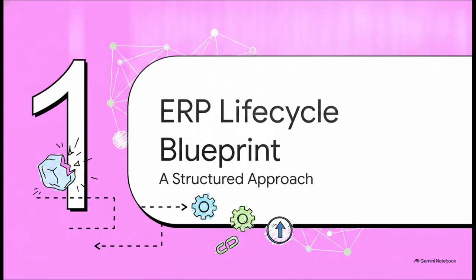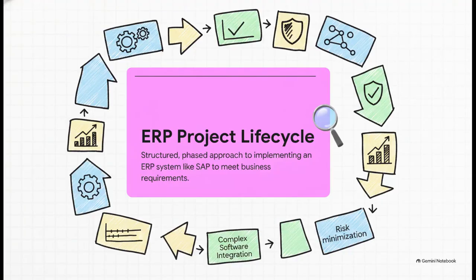Section 1. The ERP Lifecycle Blueprint. A structured approach. So what exactly is an ERP project lifecycle? Basically, think of it as your master blueprint. It is a highly structured, strictly phased approach for taking an incredibly complex software integration from the very first planning stages all the way through to ongoing optimization.